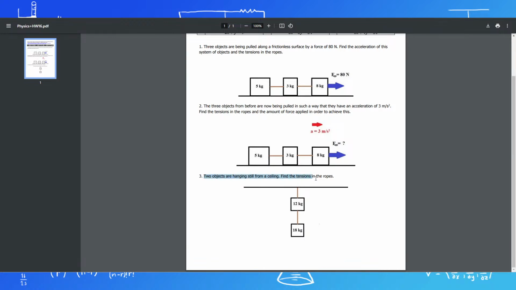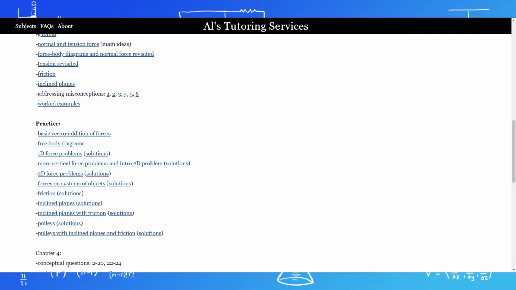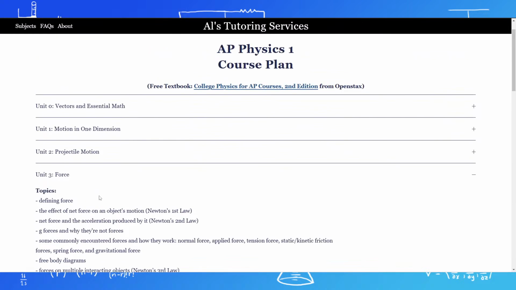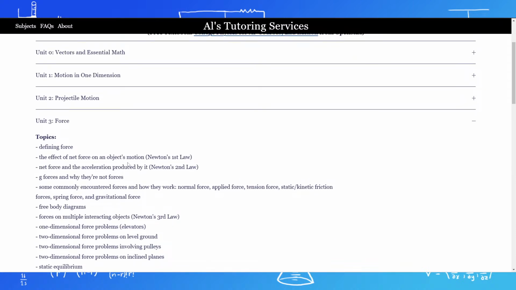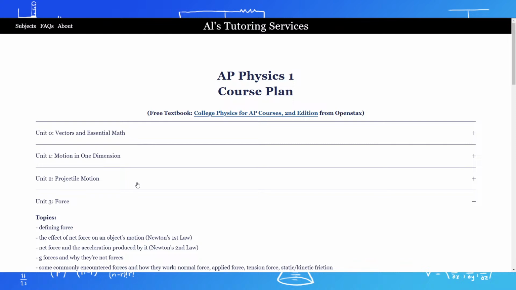This one is for two objects that are hanging still from a ceiling, and you saw the solutions for that if you just went to the course plan. Again, the link is in the description. Open up Force, just in case you're new here. Follow the link in the description and you'll be taken to this page.